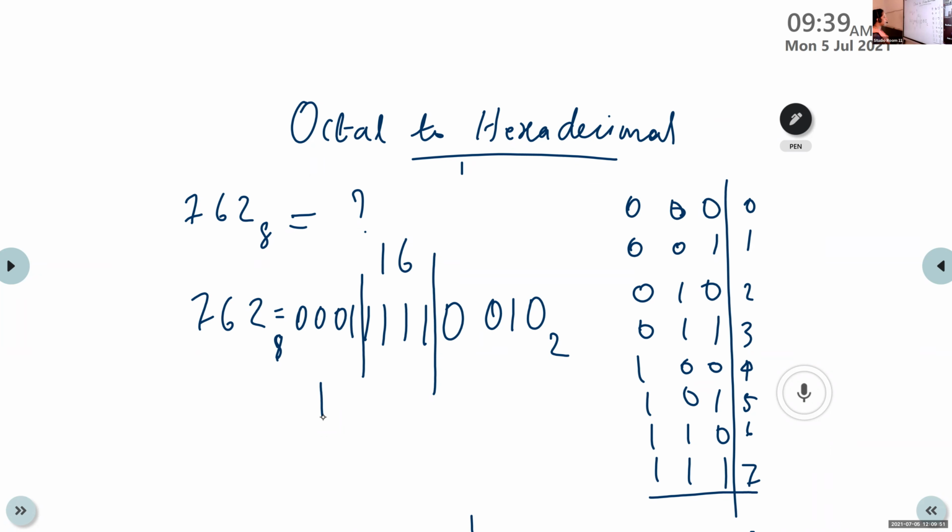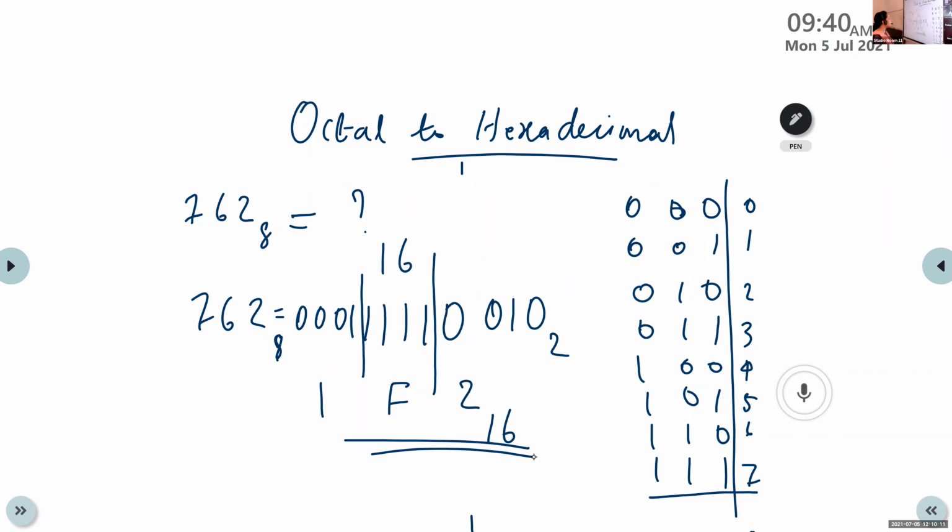F, correct. F. Then what is 0010? 2. Okay, correct. The base is 16. This is octal to hexadecimal conversion.